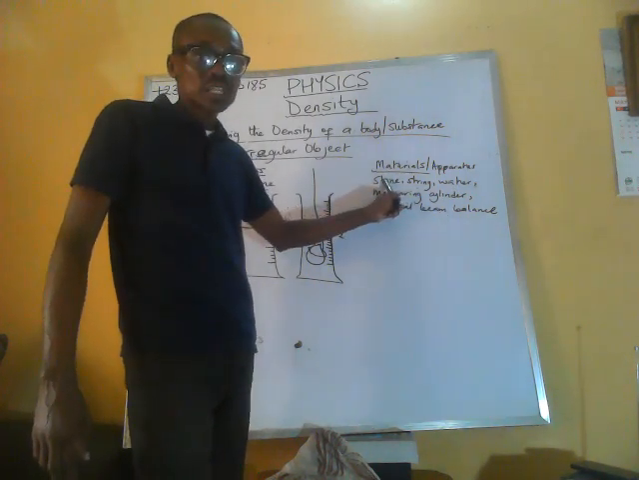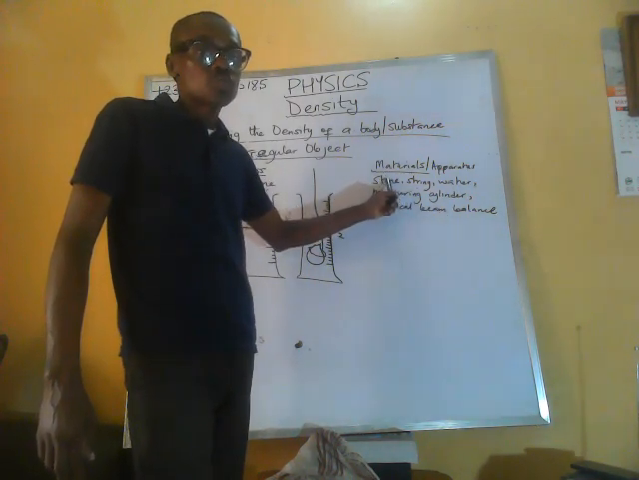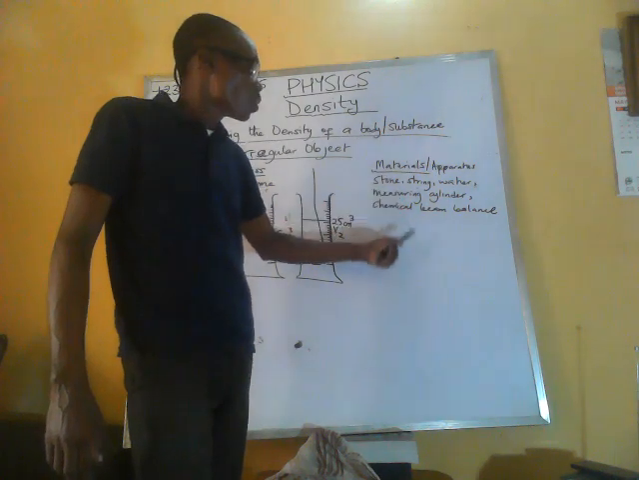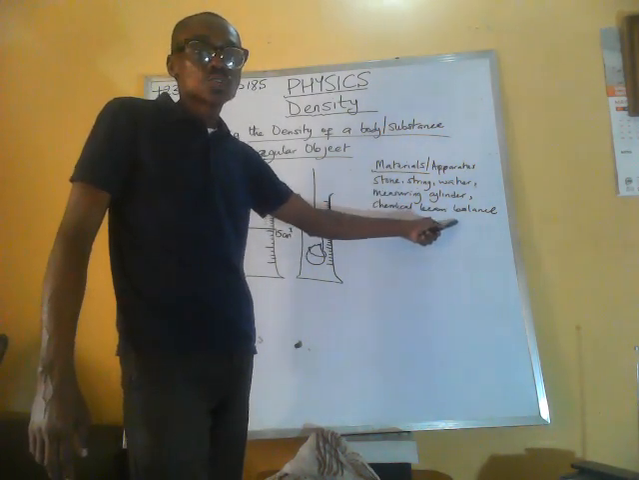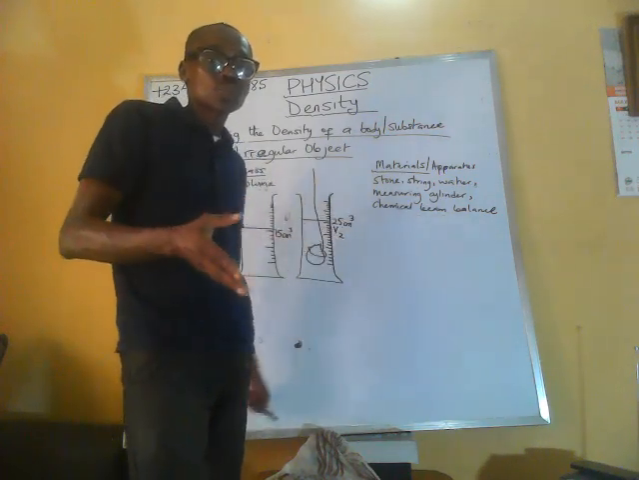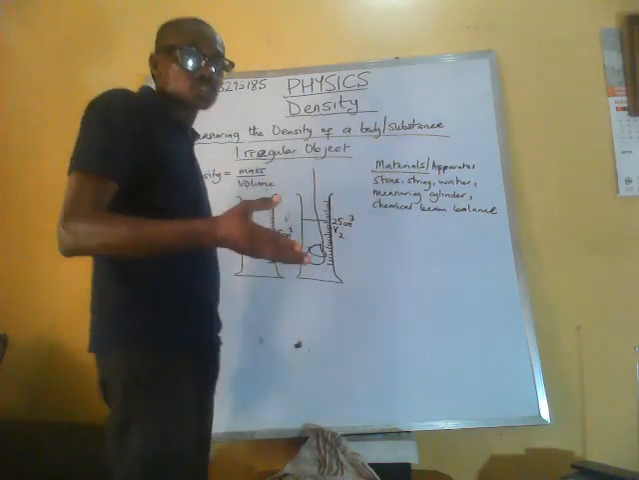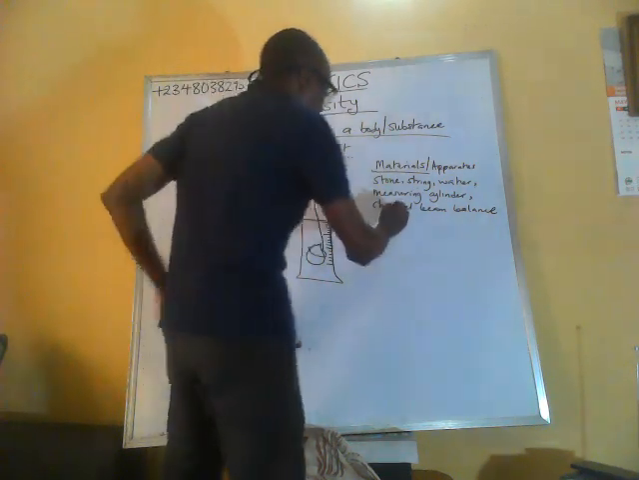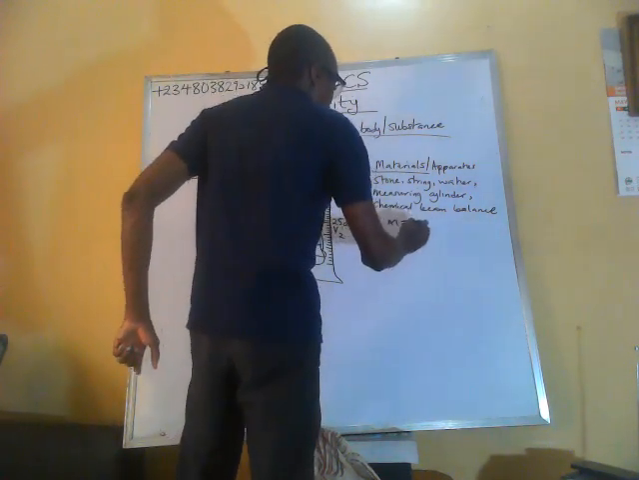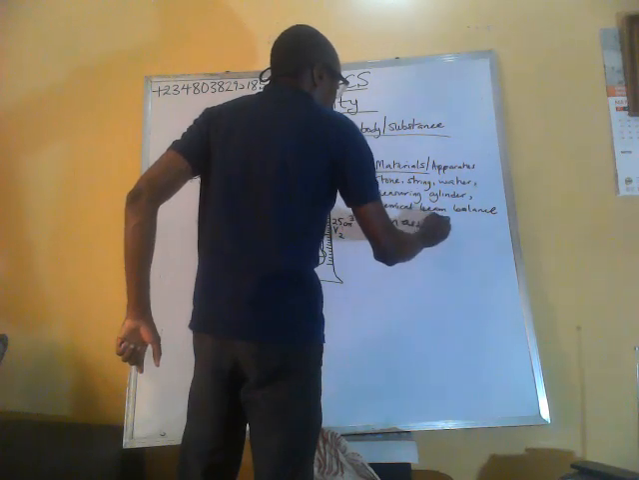The stone, now you need to find the mass of the stone. You get the mass of the stone using the chemical beam balance. You weigh the stone on the chemical beam balance, obtain the mass and record it down. So you now have a value for mass. Record that as M.